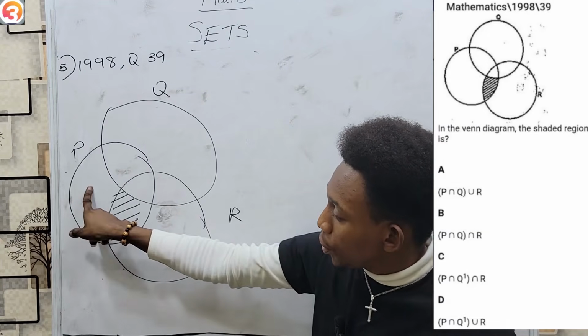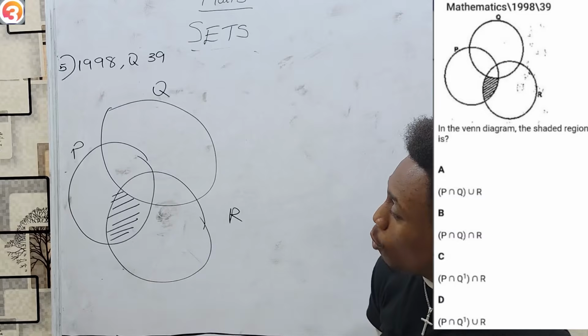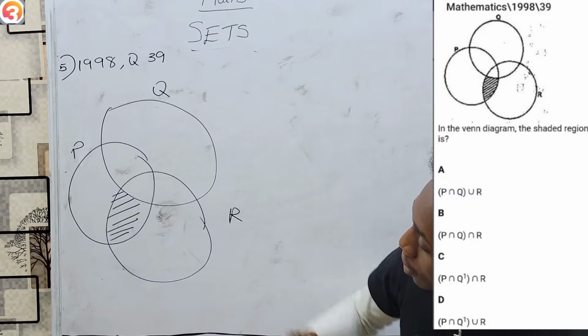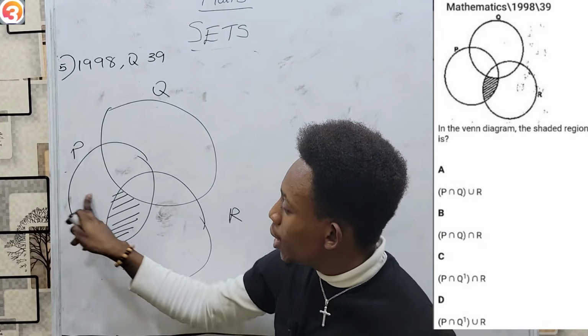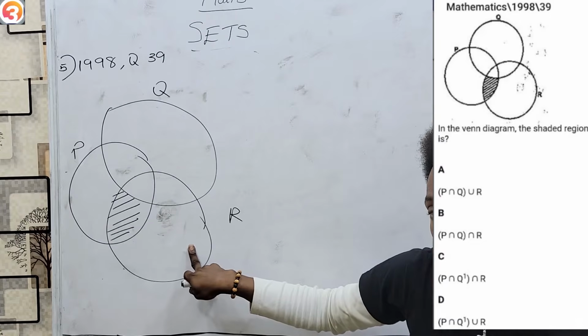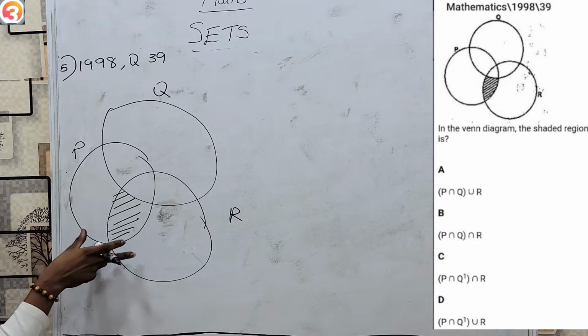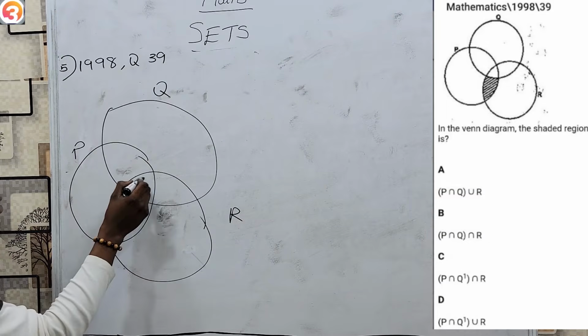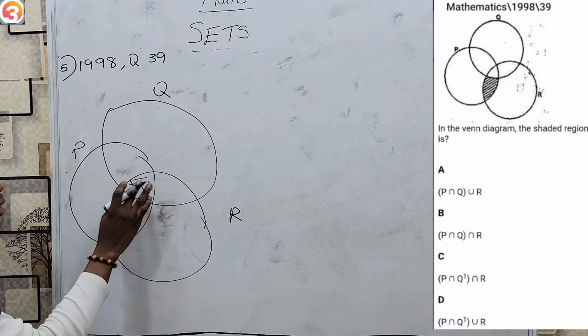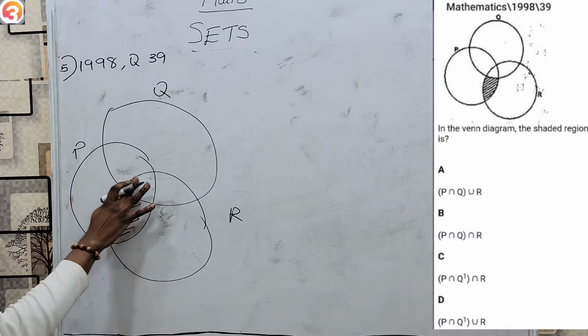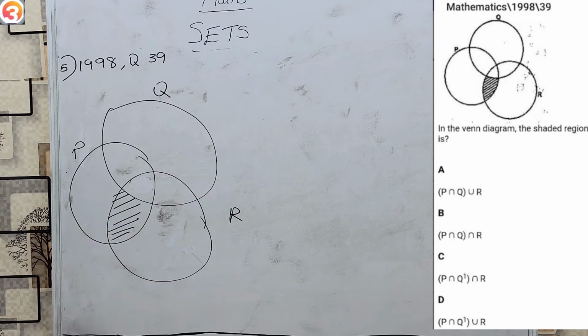Now this is P, this is Q. Obviously, this shaded part is common to both P and R. However, this shaded part doesn't include the part of P and R that is within Q. They ignored all the sides within Q. Just look at my options.